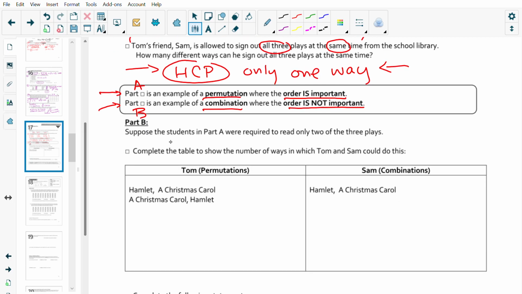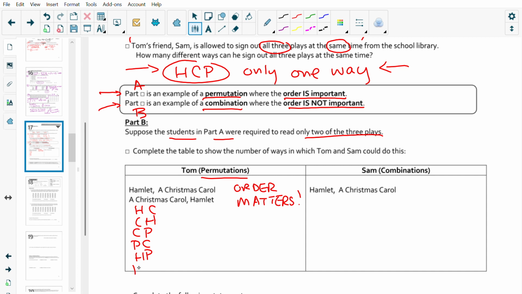Okay, suppose the students in Part A were required to read only 2 of the 3 plays. Complete the table to show the number of ways in which Tom and Sam could do this. So remember, permutations, order matters. Okay, what are the different ways? HC, CH, CP, PC, HP, PH.